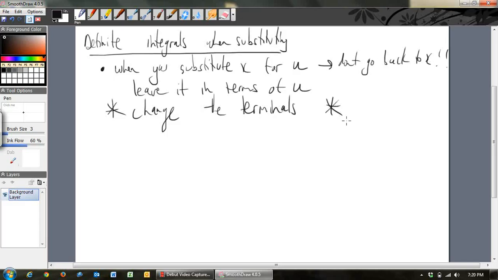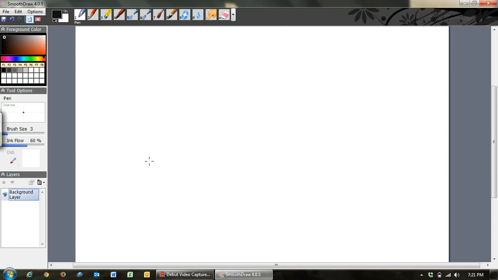Okay, I'll show you exactly what I mean. When you've made a substitution and you've got it no longer in terms of x, but you've created a new integral in terms of u, don't go back to x. You don't need to substitute x back in once you've done everything. Leave it in u and just change the terminals. You get the same answer, and it saves a bunch of time. Let me show you an example.